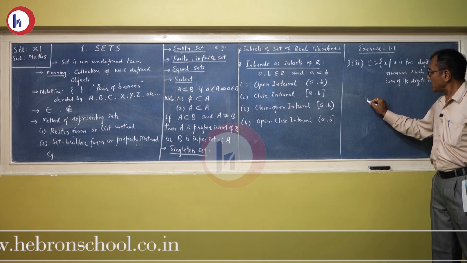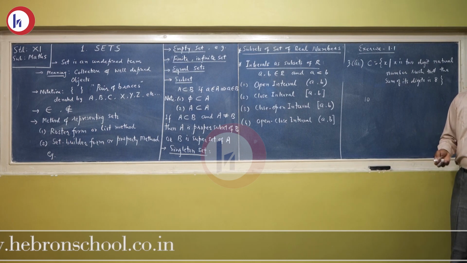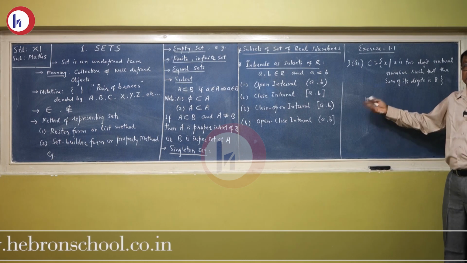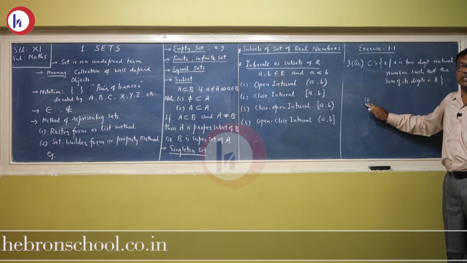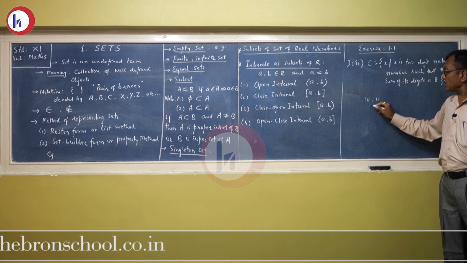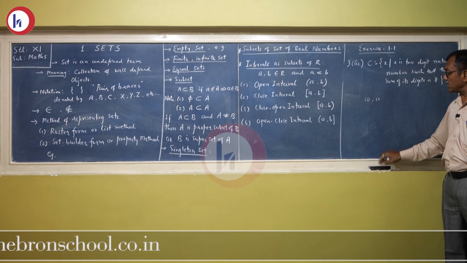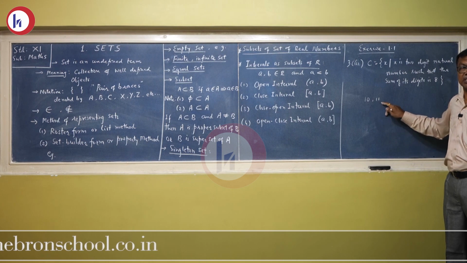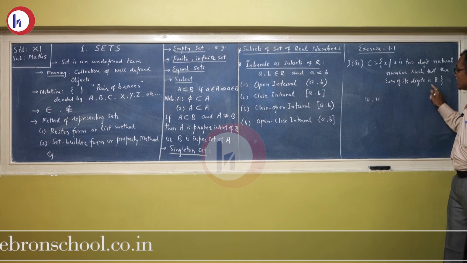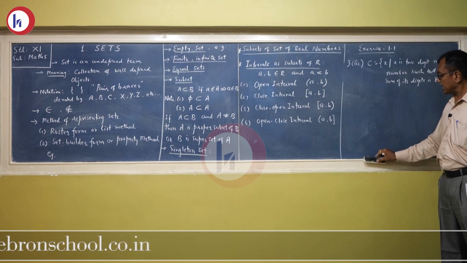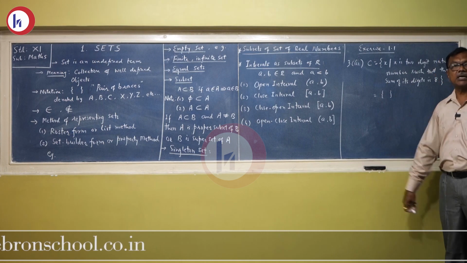So 10 and another number whose sum is 8 is not possible, because if you consider one more digit, the lowest 2-digit numbers are 10 and 11. The number 10 plus 11 is 21, which is not equal to 8. We have taken the smallest 2-digit numbers 10 and 11, whose sum is 21, which is not equal to 8, therefore this set is the null set.